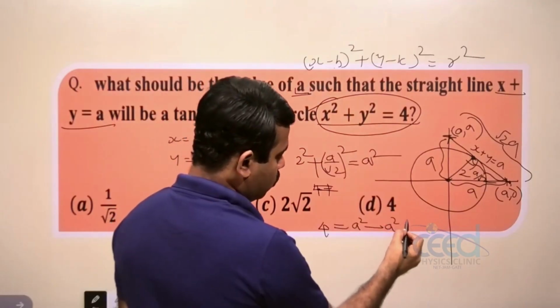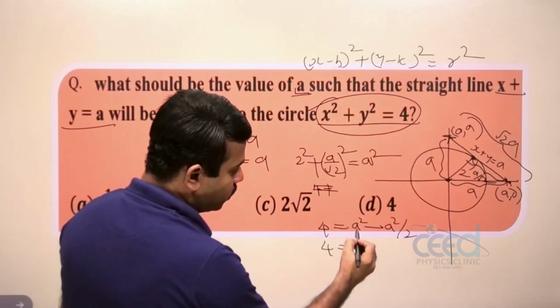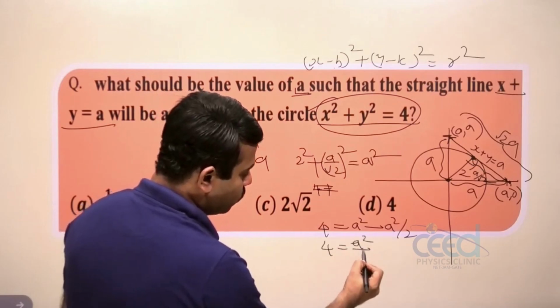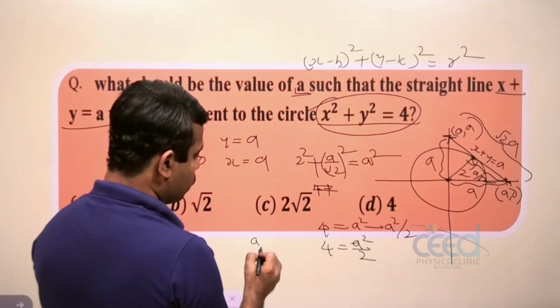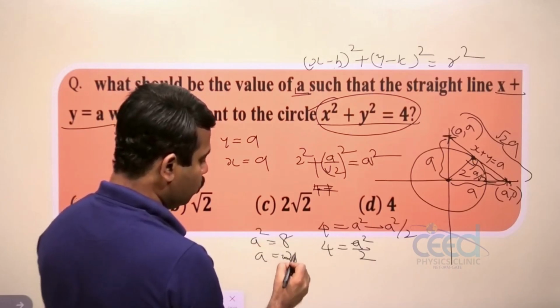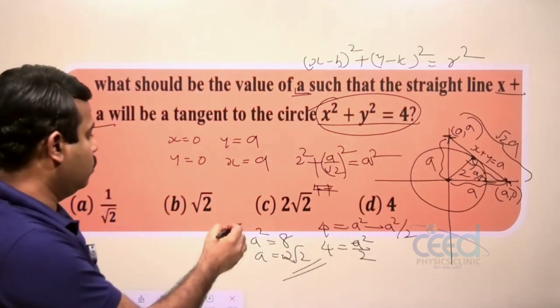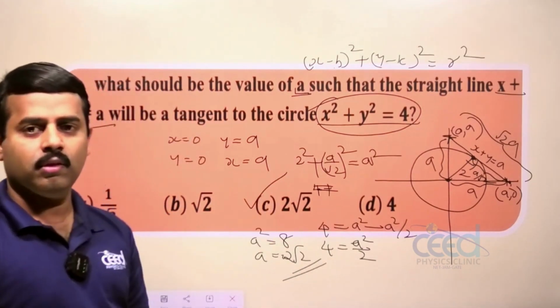by 2, right. Then what is 4 is equal to A square minus A square by 2, again A square by 2, that means A square is equal to 8, then A is equal to 2 root 2, right, 2 root 2, alright. So option C is correct, right.